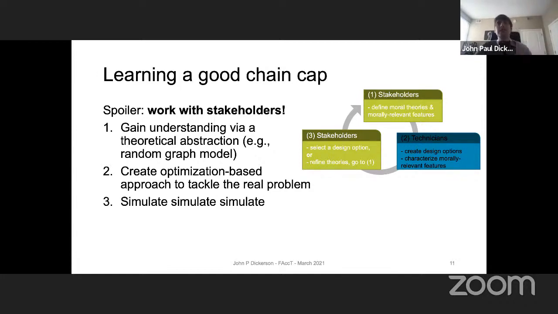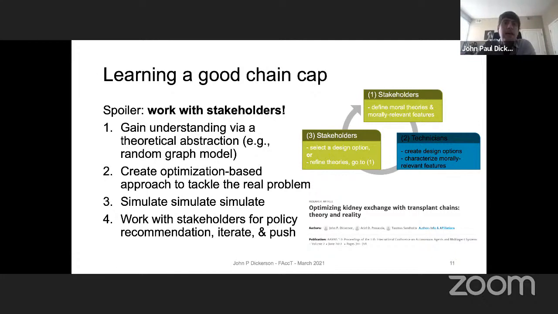We simulated, we talked to stakeholders. We simulated to sort of understand what an implementation of the idea would look like in practice. And then, again, spoiler, we worked with stakeholders for a policy recommendation, iterated. You're always going to get things wrong in your model, in your optimization-based approach, in your simulation, and then push to change. Okay.